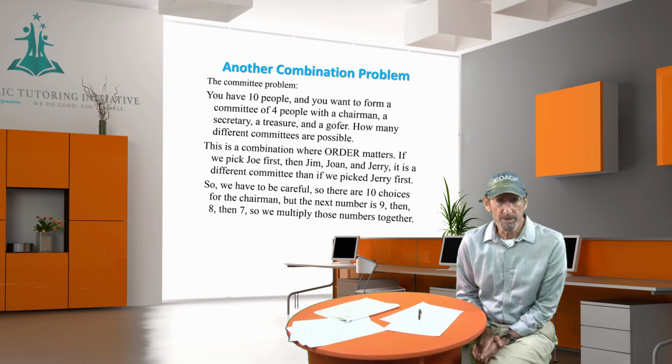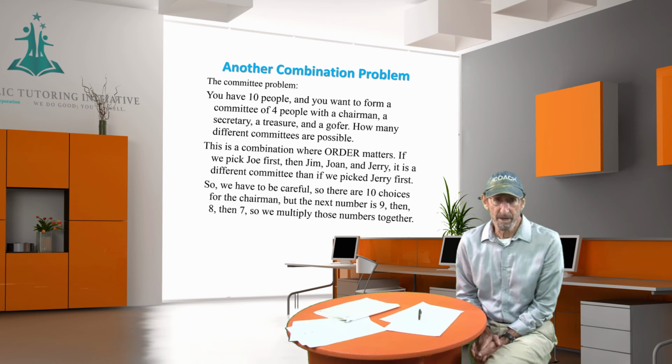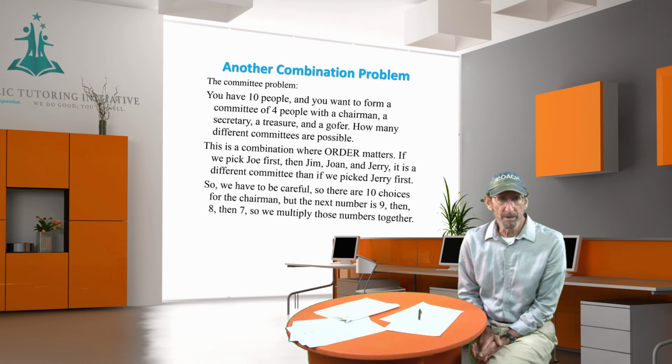There are 10 choices for the chairman, but the next number is 9, because we already picked 1. Then 8, then 7. So you just multiply those numbers together.